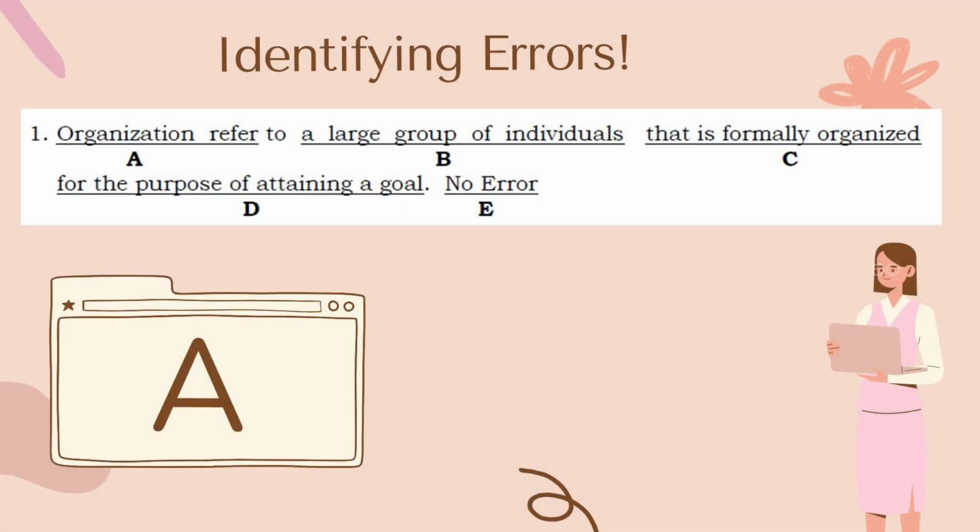And for the last one, we have identifying errors. And it is obviously here written that the error for this example is letter A, organization refer. Because the term or the subject is in singular form, therefore the verb refer should also be in singular. So it should be refers. Organization refers to a large group of individuals that is formally organized for the purpose of attaining a goal. So that's the answer for this item.